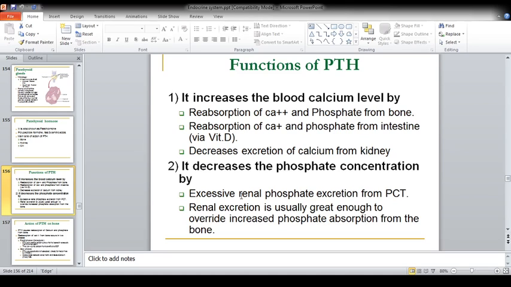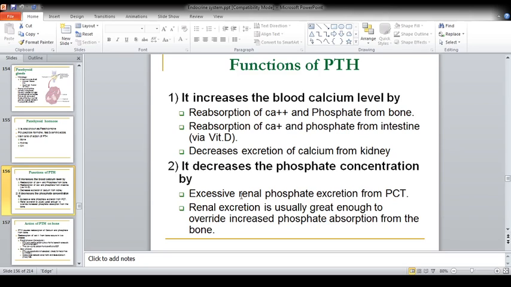Remember this, it is conserving the calcium in the body. It decreases the phosphate concentration by excessive renal phosphate excretion from the proximal convoluted tubule. So it would conserve the calcium and excrete the phosphate. Remember this.